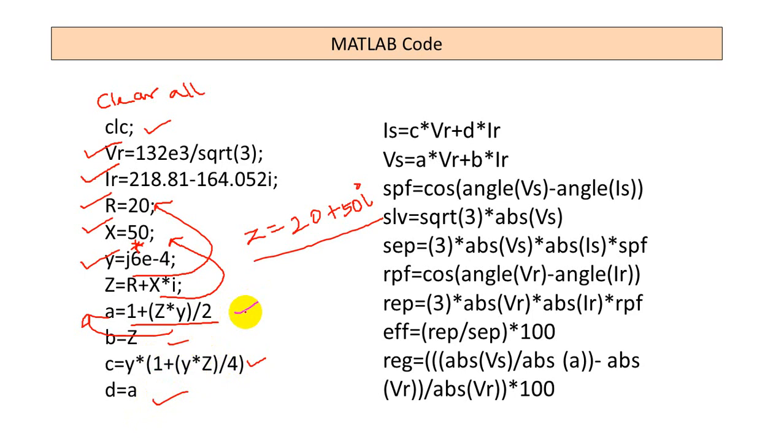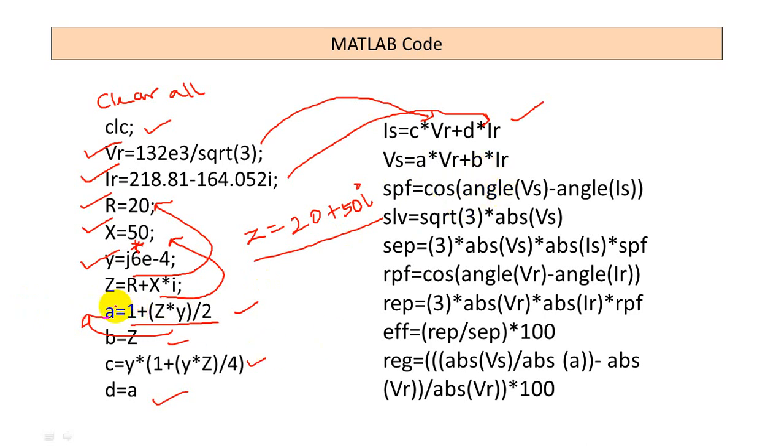Now after declaring all these parameters, after calculating your A, B, C and D, you have to identify the sending end voltage and sending end current. You know that formula, C into VR plus D into IR. What is VR? VR is nothing but the voltage that you have given here. What is IR? IR is the value that you have calculated here. VS is nothing but A into VR plus B into IR. A also you have done here, B also is done here.